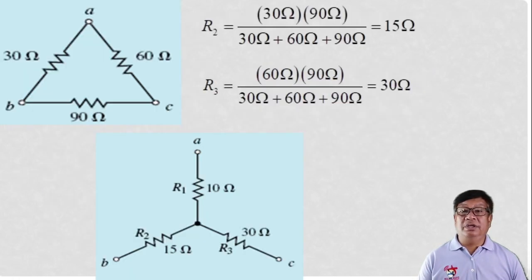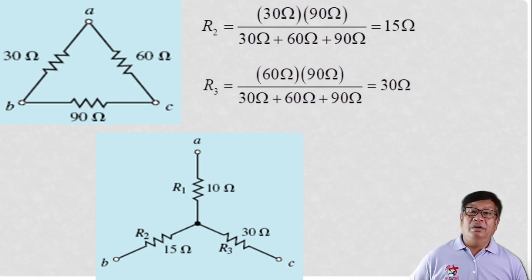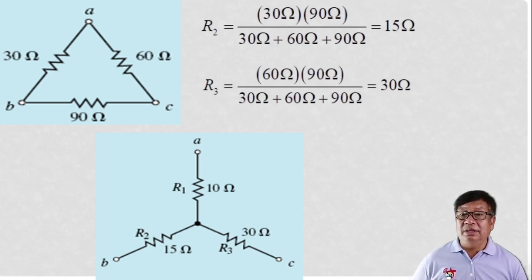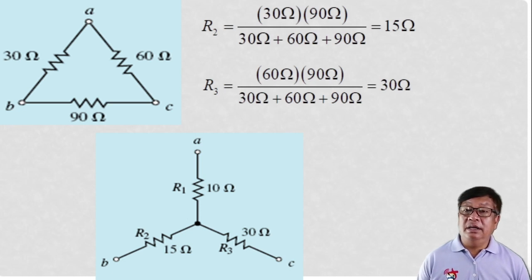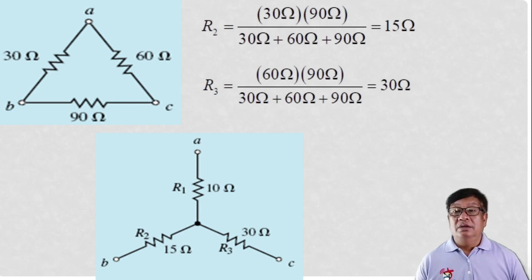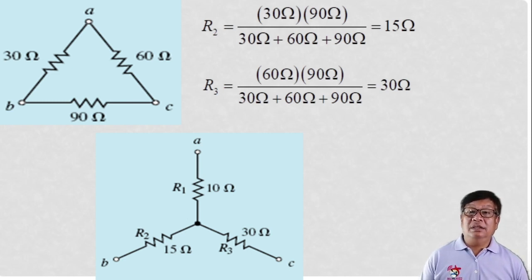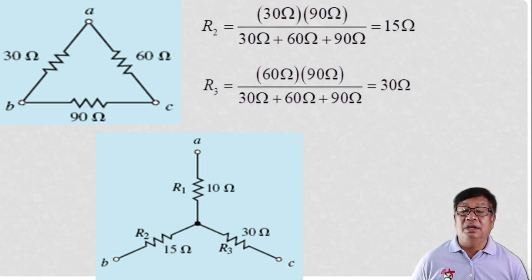Okay, to proceed to solve for R sub 2, where is our R sub 2? It is here. We have this connecting terminal B. So how to determine R sub 2? Just simple. Just multiply your 30 and 90 divided by the sum of these three. So we have 30 times 90 all over 30 ohms plus 60 ohms plus 90 ohms. More or less your R sub 2 is equal to 12 ohms.